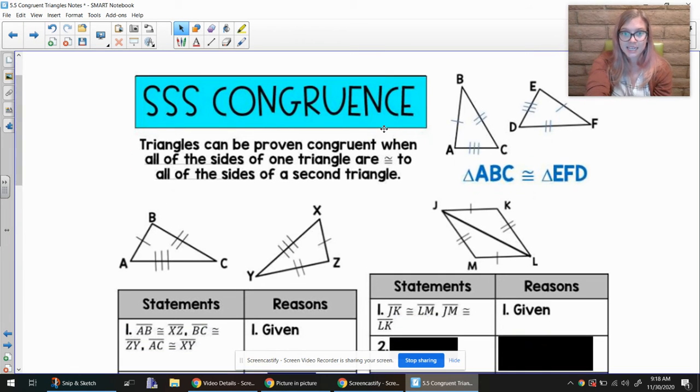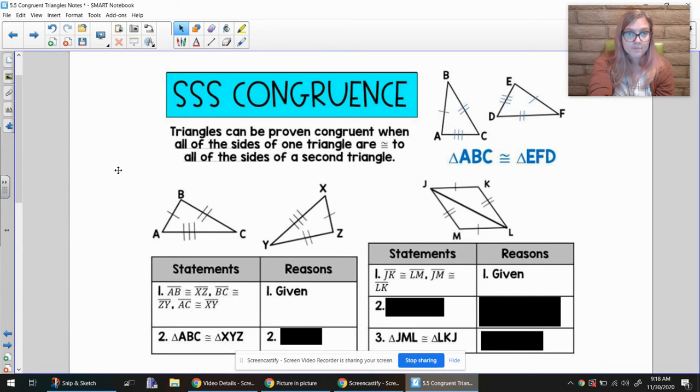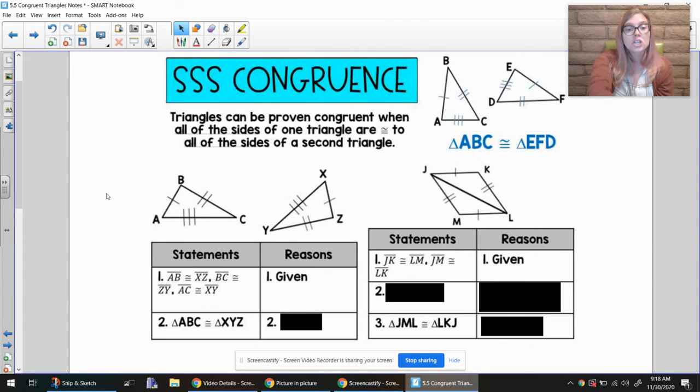So the first is side, side, side congruent. Triangles can be proven congruent when all the sides of one triangle are congruent to all the sides of another triangle. So if we can prove that all of the sides are congruent, then we can prove the triangles are congruent. Here, I'm given that AB is congruent to XY, BC is congruent to ZY, and AC is congruent to XZ. I've got all those tick marks there proving that all of those sides are congruent. That tells me that the triangles are congruent because of side, side, side.